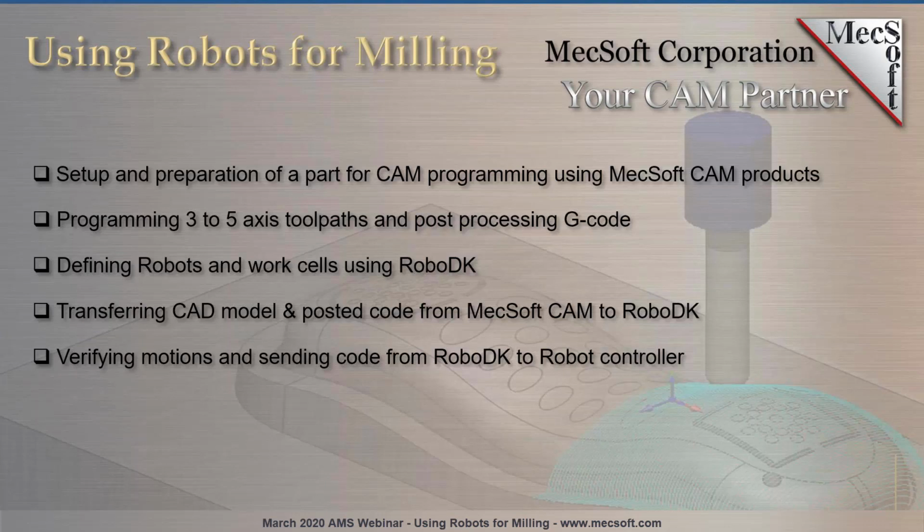We're going to be showing 3 to 5 axis programming, 3 to 5 axis toolpaths, and also the post-processing, how we actually take it down that path where you start the toolpath programming and then do the post-processing. And then we hand it off to the RoboDK product where you can define the robots and work cells. And then also we'll show the process of how we transfer the CAD model as well as the posted code from the MecSoft CAM products to the RoboDK product.